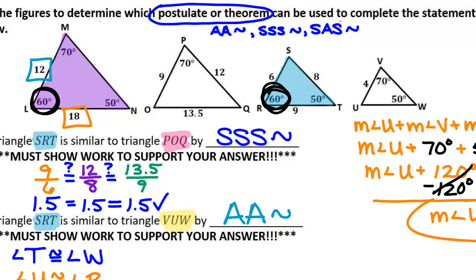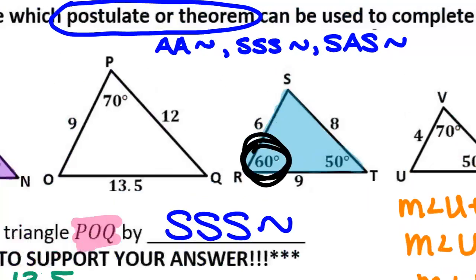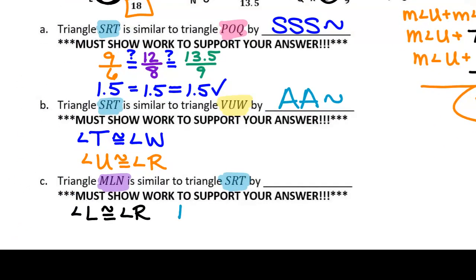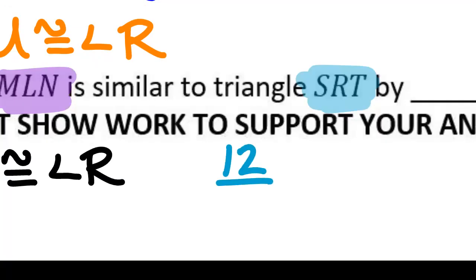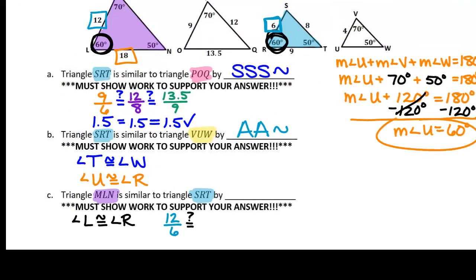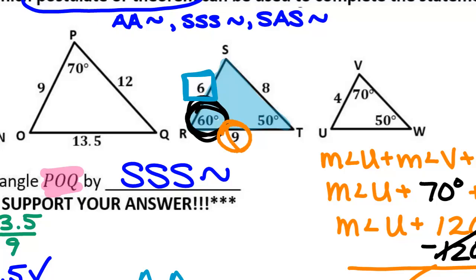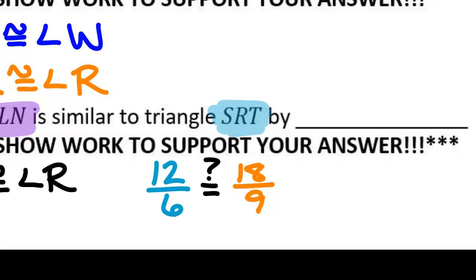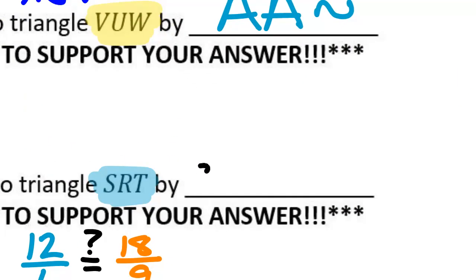12 would match up with what on the blue triangle? 6, sorry. So 12 and 6 would have to make a fraction. So 12 over 6. I want to know, is that equal to, what other two sides would have to correspond then? 18 and 9. So 18 over 9. What is 12 divided by 6? 2. And 18 divided by 9? 2. So we can say that these two are similar by side angle side similarity.